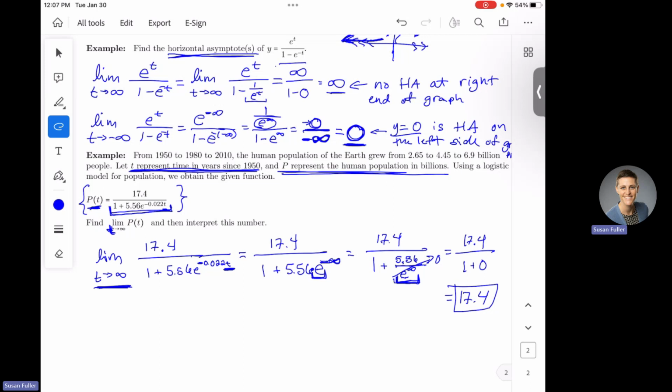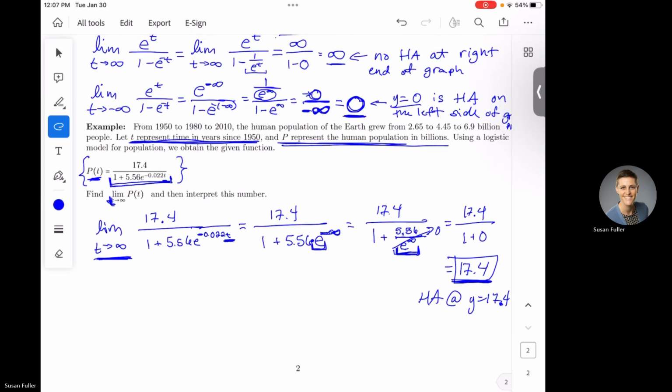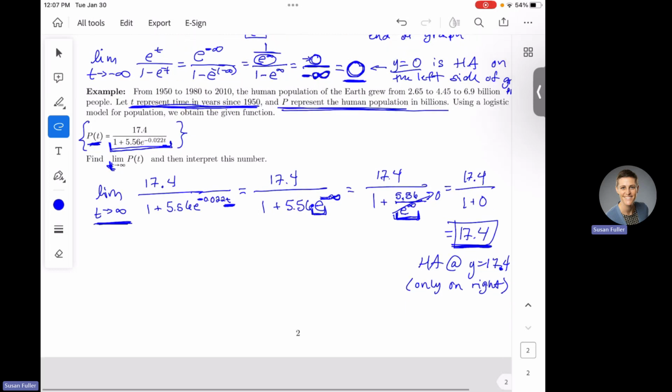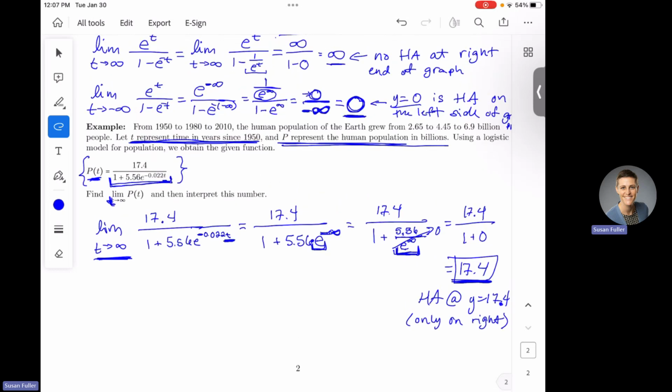So that means that I have a horizontal asymptote at y equals 17.4, and it's only an asymptote on the right side of the graph. Again, it might be on the left side too. You can take the limit as t approaches negative infinity as well if you'd like. You'll actually find that it's a different asymptote. This is only an asymptote on the right.